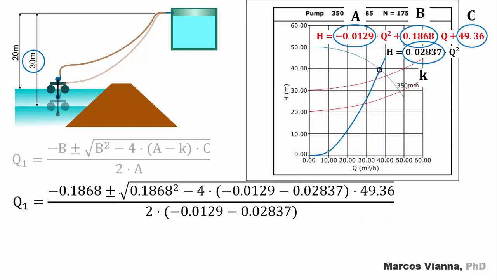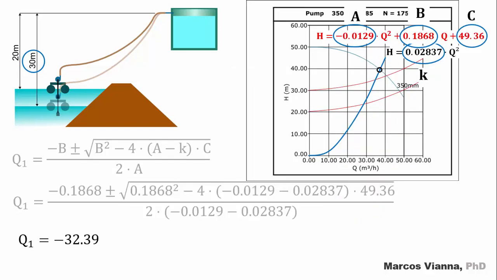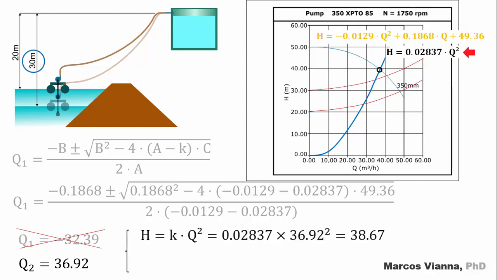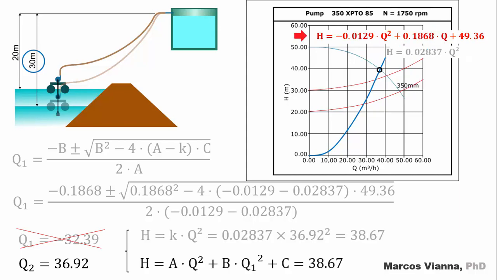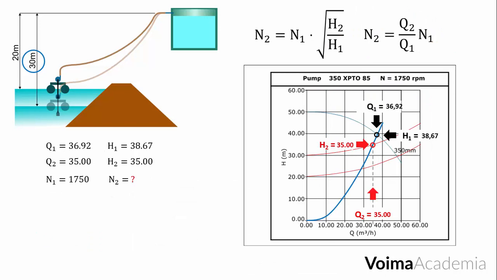We substitute the values and find this first value for Q. But it's a negative value, so we don't want it. Aha! This one is better. We'll keep it. Now we calculate the H value using the parabola equation or the pump equation. Help yourself. Of course, the value must be the same. Now we have all the values that we need to find the impeller velocity.